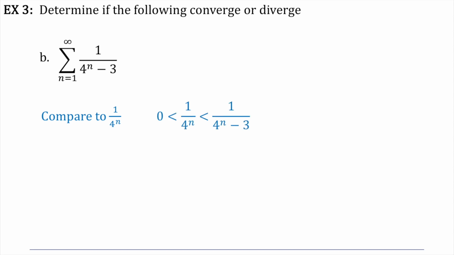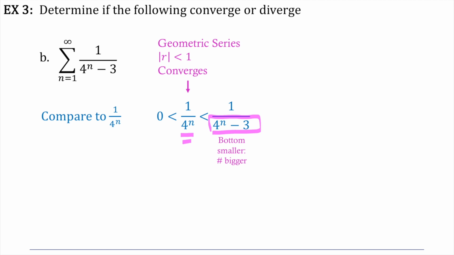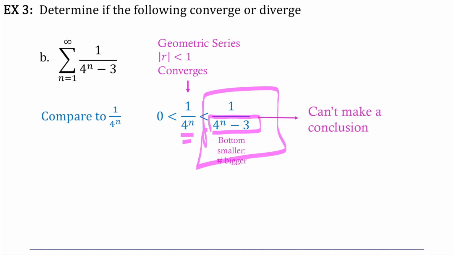Now this time, 1 over 4 to the n is less than 1 over 4 to the n minus 3, because the denominator this time is smaller, so the number is bigger. So I know that this geometric series has an r less than 1 and it converges. Well, that actually doesn't help me with this one. I can't make a conclusion based on that information. So could I compare it to something else?